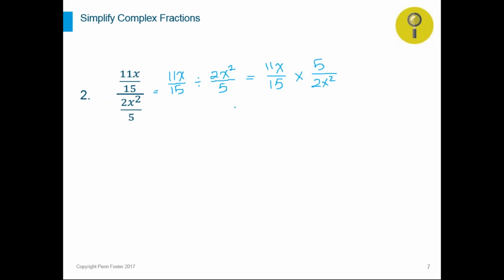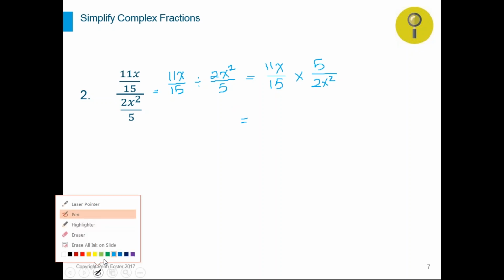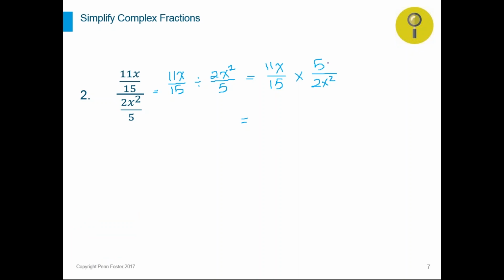And now we need to simplify using the cancellation method. We're going to see if anything can cancel out. So on the top and the bottom, I see that 15 is a multiple of 5. 5 can be eliminated. So I'm going to divide over 5. Divide over 5 and divide over 5.